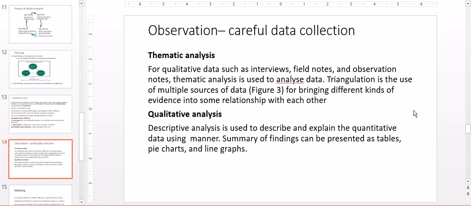Quantitative analysis is a descriptive analysis, where the data can be represented in a pie chart or graph, using something as simple as Excel. We can use those graphs and interpret the information or the data in pie charts and graphs. This is called quantitative. We deal with numbers. The thematic deals with the themes.